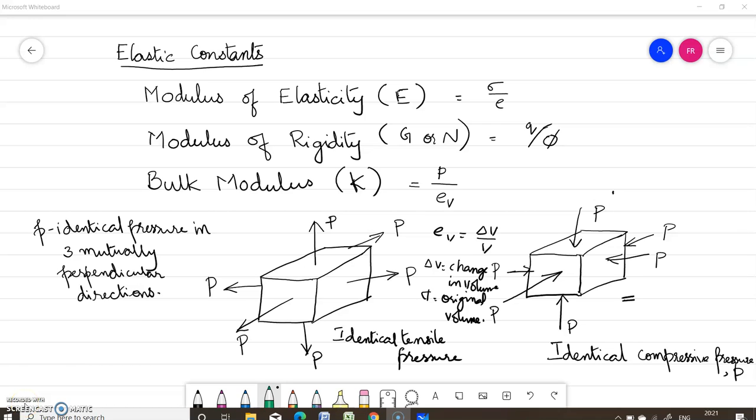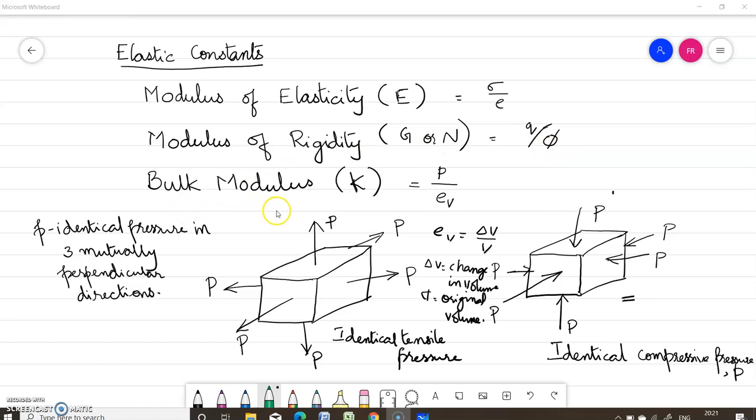Okay children, now we'll study about elastic constants. So what are the different elastic constants? Modulus of elasticity we have studied. It is represented by the letter capital E, that is equal to linear stress or normal stress sigma by strain. Second modulus of elasticity is modulus of rigidity. It can be represented by the letter capital G or capital N. It is equal to shear stress q by shear strain phi.